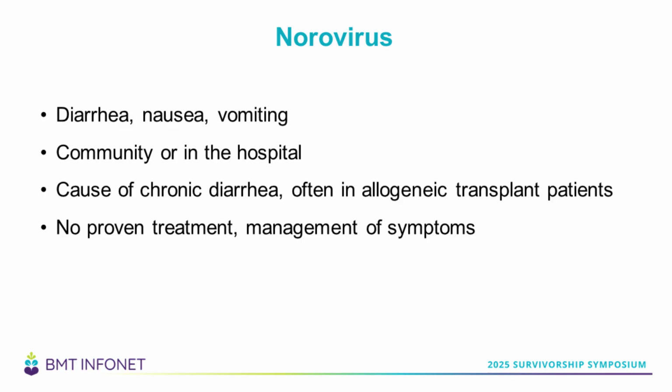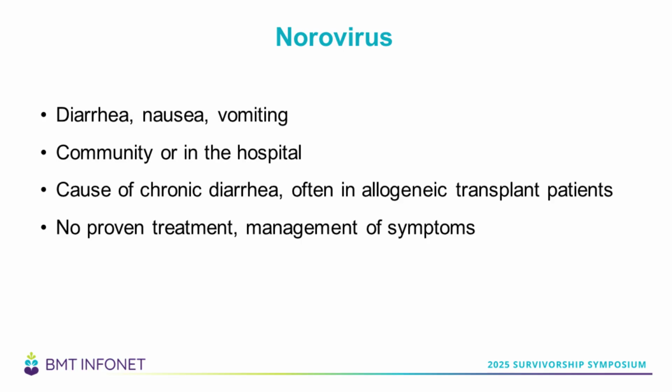The last viral infection I would like to mention is called Norovirus. This is a viral infection which infects the gastrointestinal tract and can cause diarrhea, nausea, vomiting. This is often known as the cruise ship virus infection. Unfortunately, this infection has gone beyond cruise ships and affects our CAR-T, autologous, and allogeneic transplant patients.